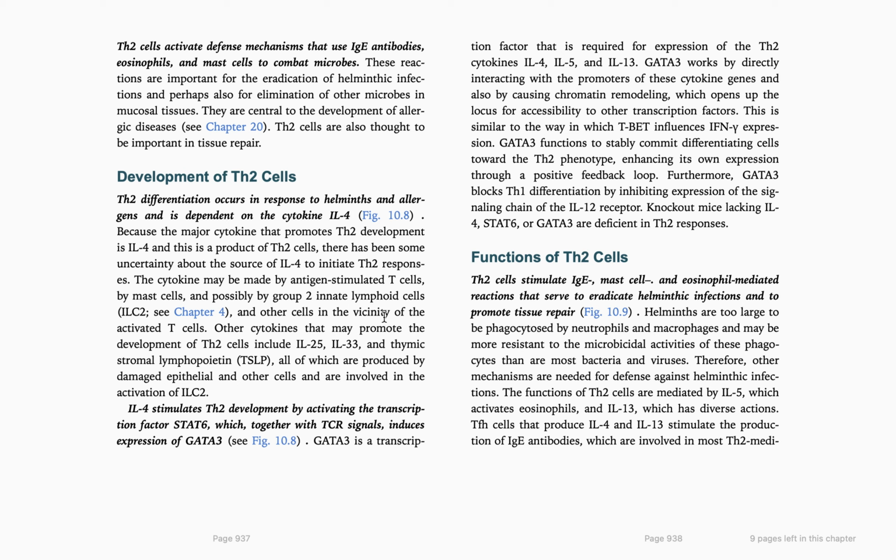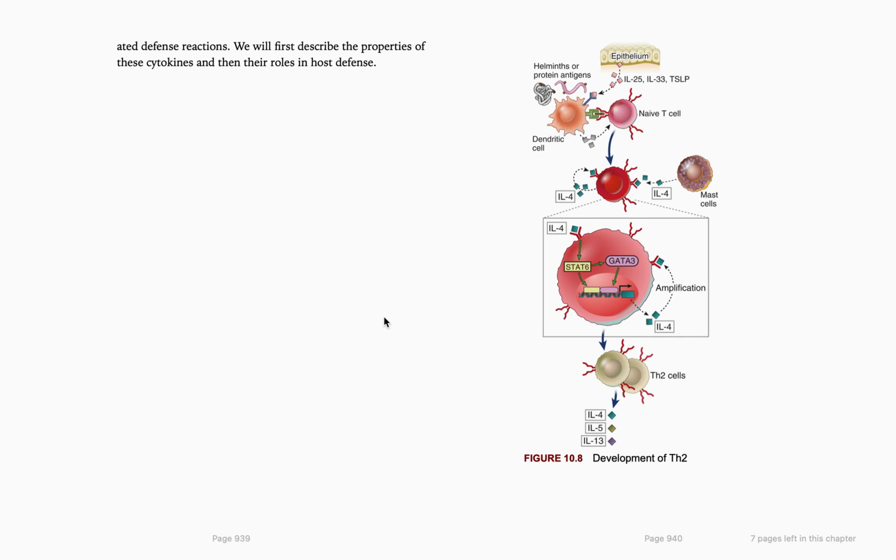The functions of T helper 2 cells are mediated by interleukin 5, which activates the eosinophils, and interleukin 13, which has diverse actions. T follicular helper cells that produce interleukin 4 and interleukin 13 stimulate the production of IgE antibodies, which are involved in most Th2 mediated defense reactions. We will first describe the properties of these cytokines and then their roles in host defense.